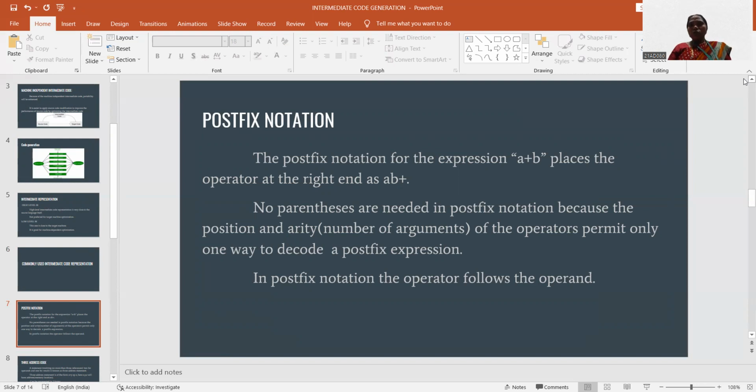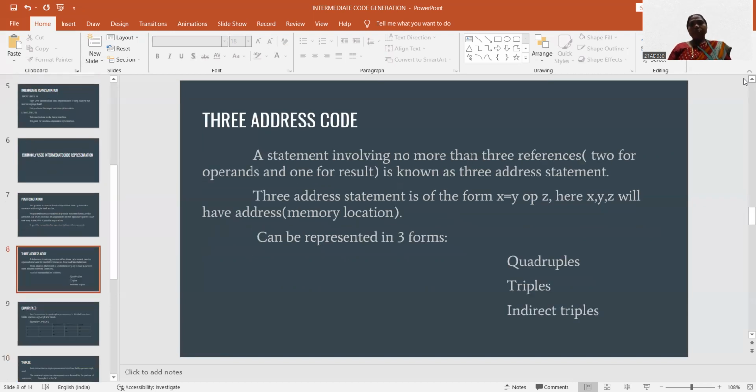The postfix notation for the expression a plus b is ab plus. First you will have the operands, then you will have the operator. No parentheses are needed in this postfix notation because the position and the number of the arguments of the operators permit only one way to decode the postfix expression. In postfix notation, the operator follows the operand.